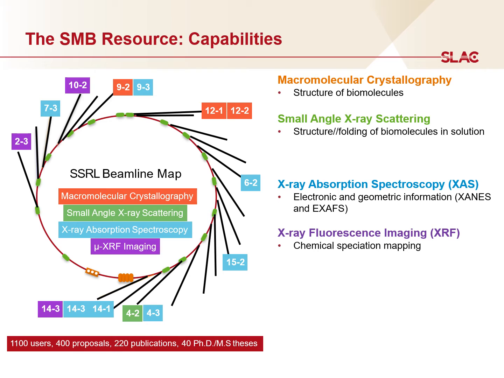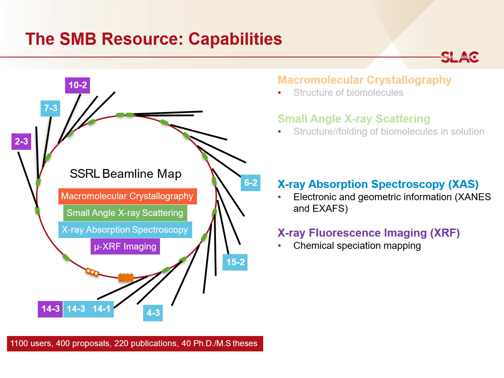A subset of the beamlines at SSRL are funded by the Department of Energy's Biological and Environmental Research Program. We call this group of beamlines the Structural Molecular Biology, or SMB resource, highlighted by the schematic of SSRL. Four main capabilities make up the SMB resource at SSRL, including macromolecular crystallography, small angle X-ray scattering, X-ray absorption spectroscopy, and X-ray fluorescence imaging. For the purposes of this presentation, I will focus on proposal information for our XAS and XRF beamlines. It is important to note that the XRF beamlines also have spectroscopy capabilities.